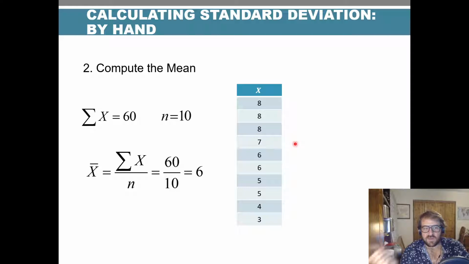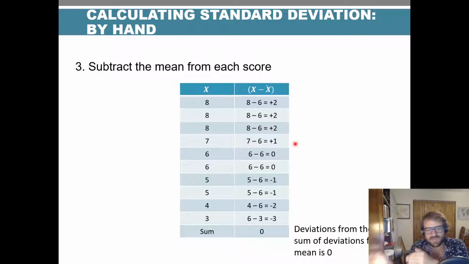Cool. Now what we're going to do is find the deviation from the mean. Like we said before, I'm going to take 8 minus 6, 8 minus 6, 8 minus 6, 7 minus 6, and so on.